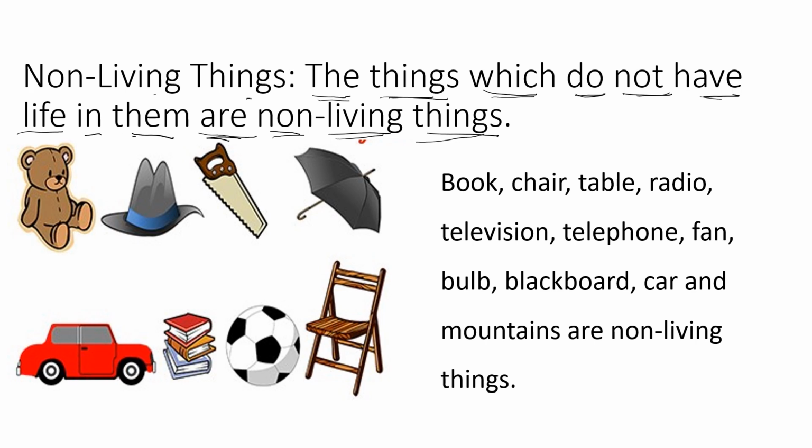Now, let us get to understand some of the non-living things that you see around you. Book, chair, table, radio, television, telephone, fan, bulb, blackboard, car, and even the mountains are non-living things. Children, whenever you have time, you can play the video again and get to learn the spellings. These are the same words that are there in your textbook. So please read them again and again.